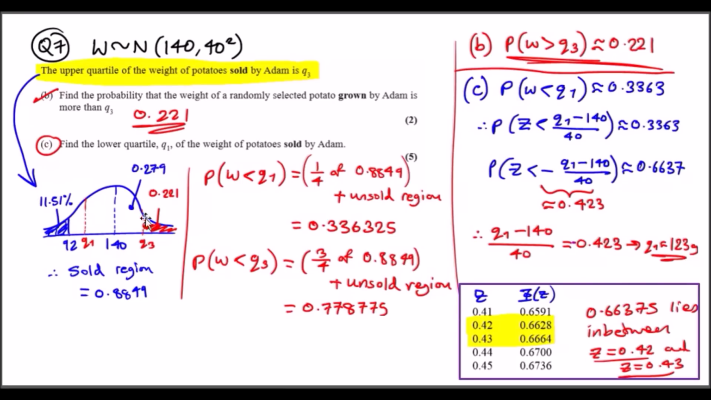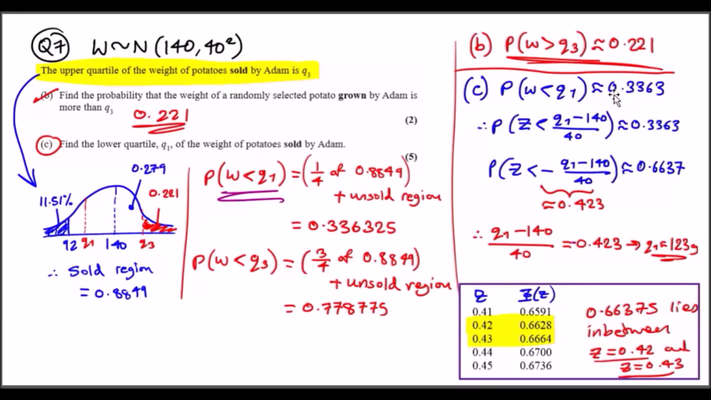So always update your bell curve, guys, yeah? So we just found out that the area greater than Q3 was 0.221. This means that this region between the mean and Q3 must be 0.279, because we know all of this adds up to half, or 0.5. Now, to find Q1, we're going to use our result from part B, which is over here.